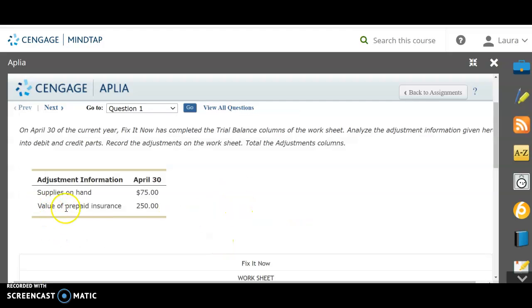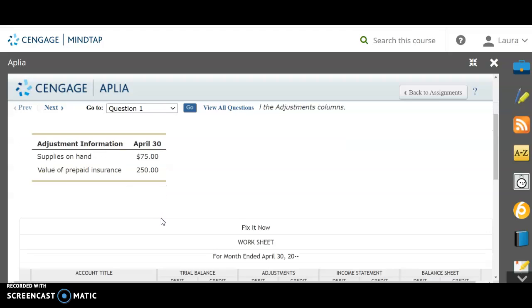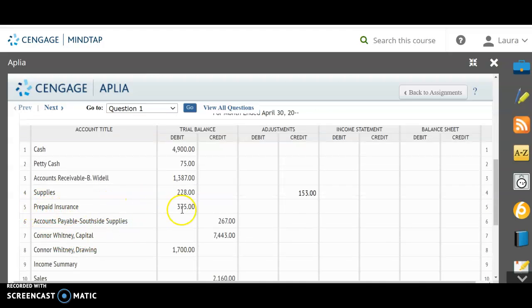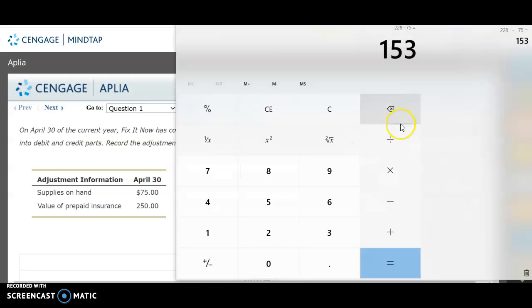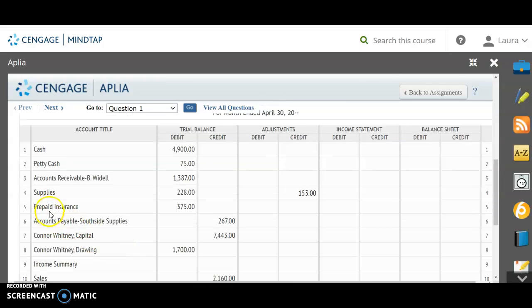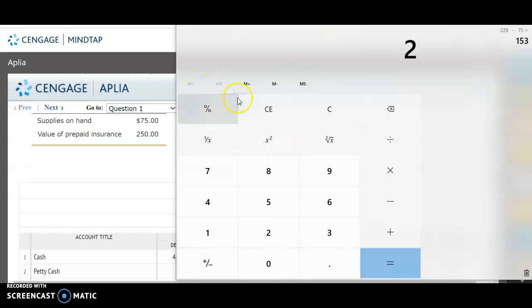Now we're going to go up here and look at the value of prepaid insurance, and it tells us that we have a value of $250. So we bought our insurance policy, and our insurance policy right here under prepaid insurance was $375. What we have on hand is $250, so we have to find out how much did we use. So we're going to get that calculator out again. We're going to take the beginning of $375. We're going to subtract the $250 on hand, and we're left with $125. So that's the amount that we use for our adjustment.